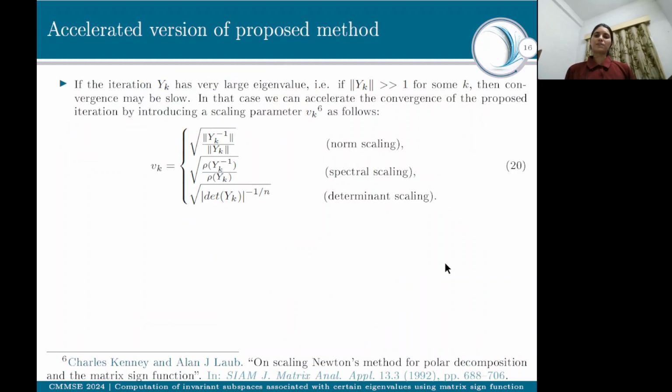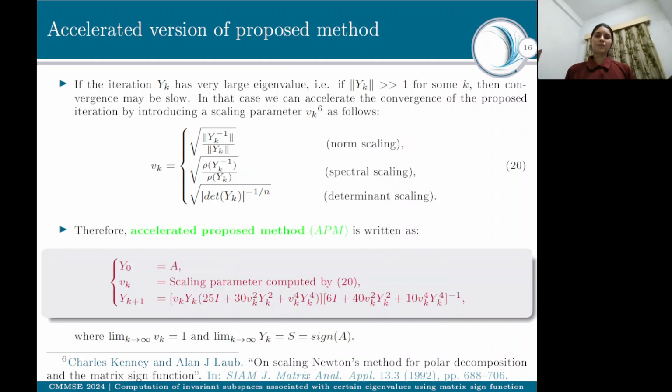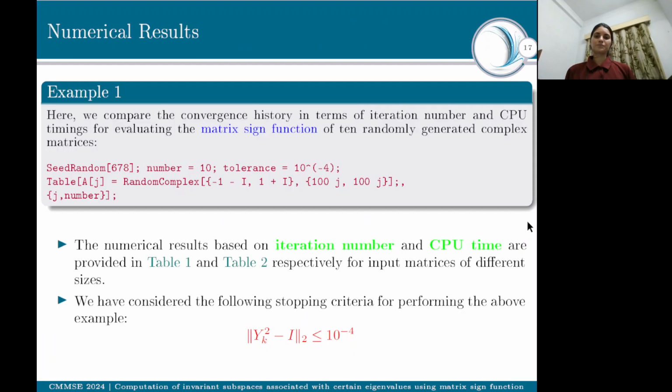Also, we have provided an accelerated version of our proposed method. If the iterate yk has a very large eigenvalue for some k, then convergence may be slow in that case. We can accelerate the convergence of the proposed method by introducing a scaling parameter given in this equation number 20. There are three types of scaling parameter: non-scaling, spectral scaling, and determinant scaling. We can use either of them. So based on these scalings, we have proposed our accelerated method given by this. For numerical results, we have actually used spectral scaling.